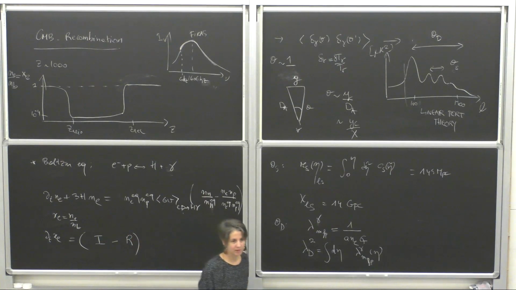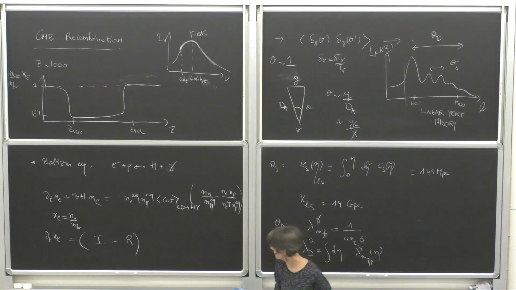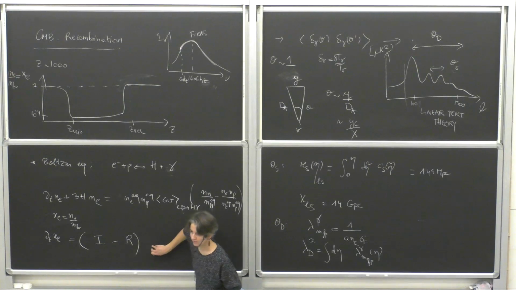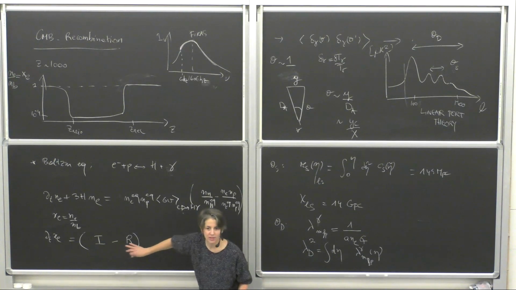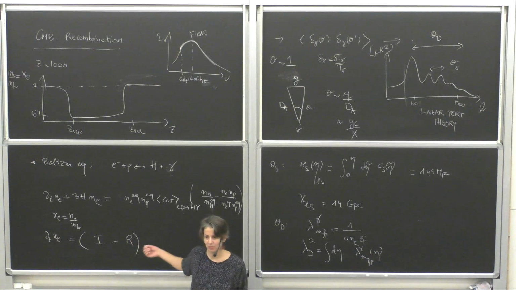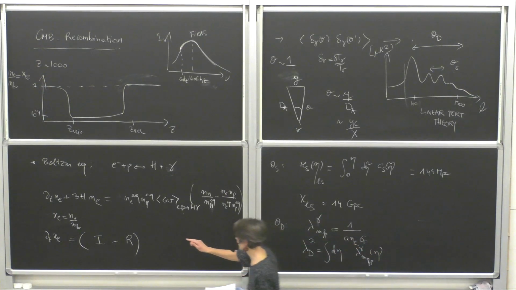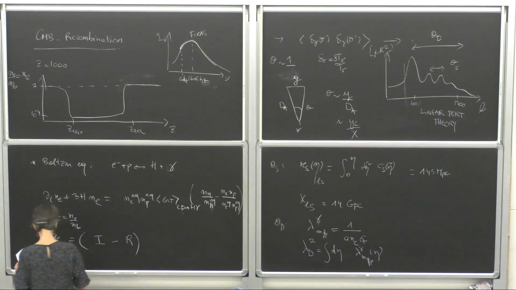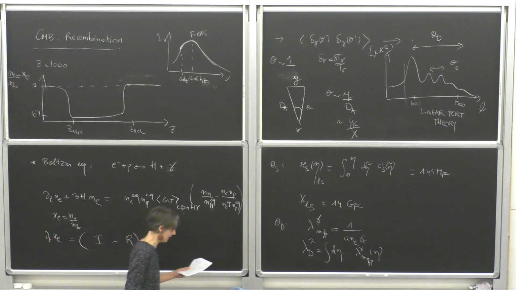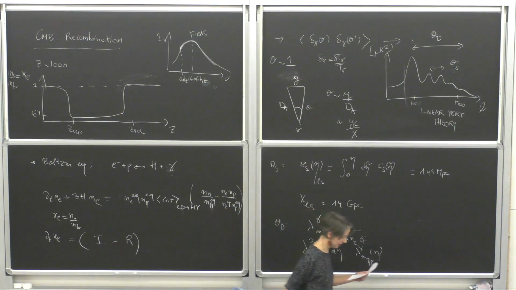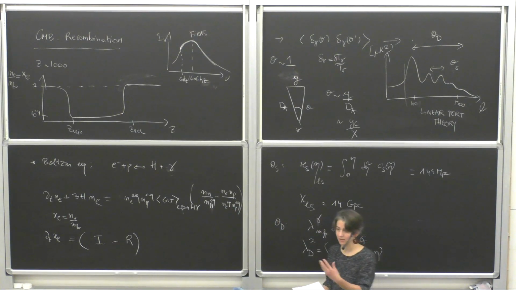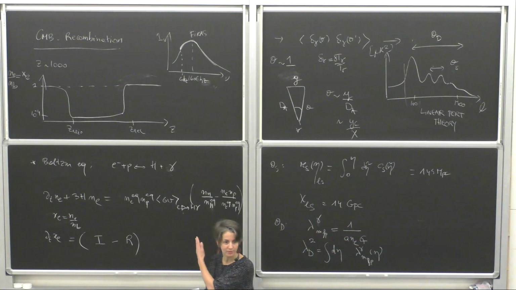The point is that my dark matter story is going to change this part of the equation when I look at energy injection, okay? So I just tell you where it comes from and where I'm going to change the story as soon as I put dark matter in. Now, once I have the ionized fraction, I can compute my optical depth, or my mean free path of photons around that time.